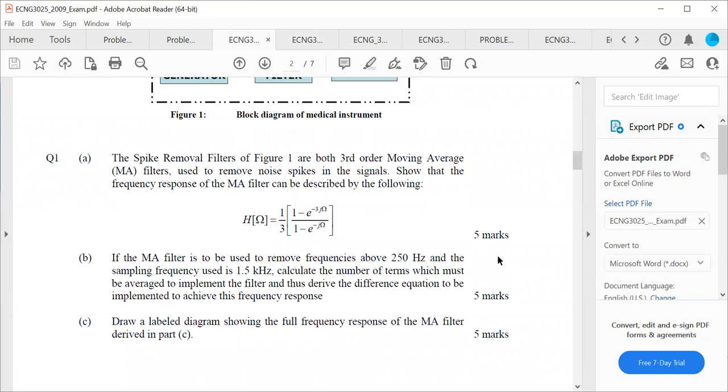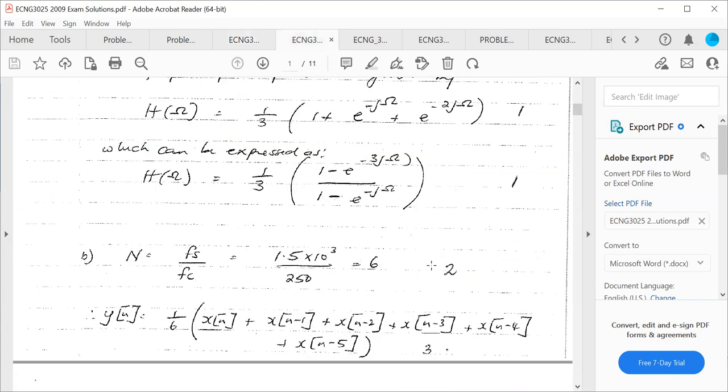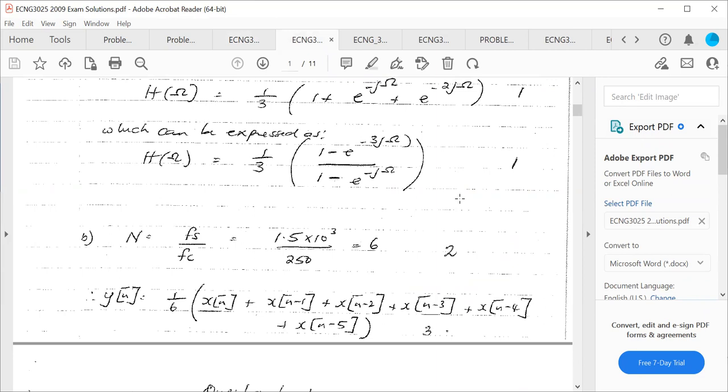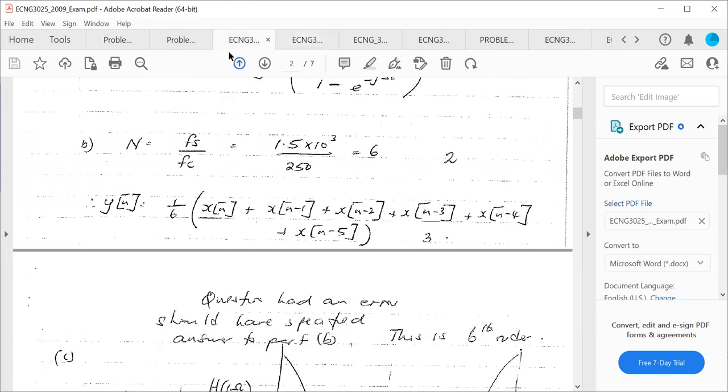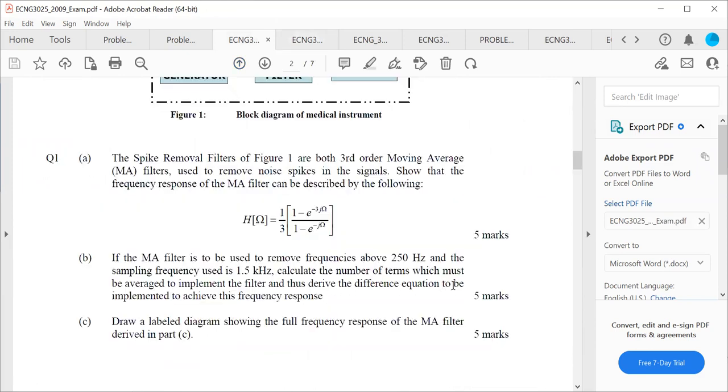Okay, so you wanted to remove frequencies above 250, and the sampling frequency is 1.5 kilohertz, right? So the cutoff frequency is 250, the sampling frequency is 1.5 kilohertz. So the number of terms for the moving average filter in this particular case, for part B, is Fs over Fc. So that means you need a sixth order filter. A sixth order filter, the input output or the difference equation, I think it asked for that. Right. What is the difference equation to achieve that?